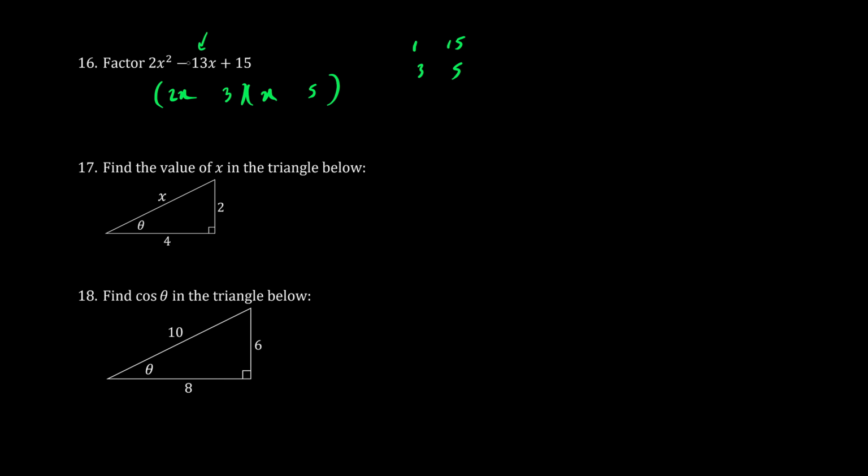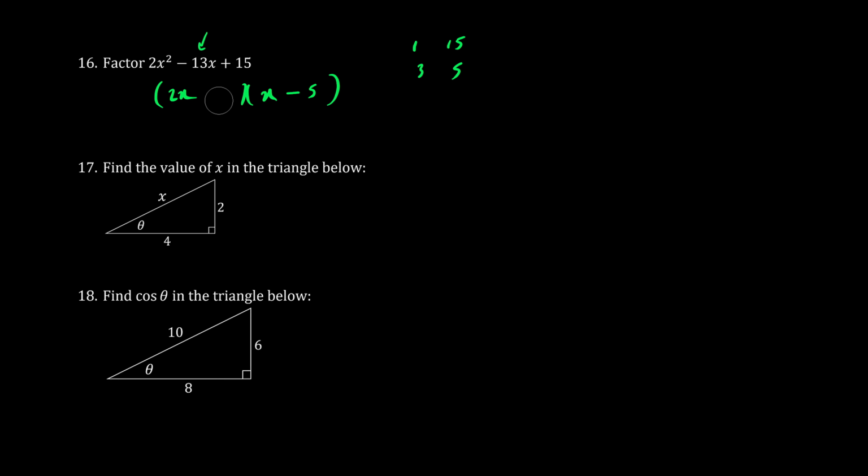The coefficient of x is negative, so we want a large negative number. We have a negative here, so this becomes negative 10x. And then we put a negative here, so it becomes negative 13x. And these last two numbers multiply to be 15. So we got very lucky.